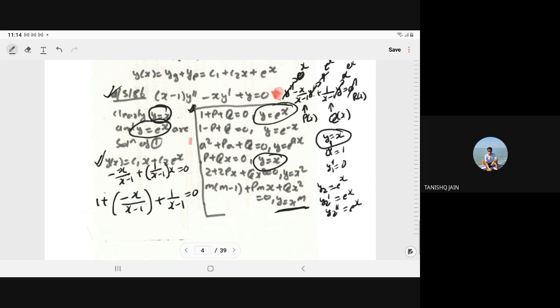You have given one y. We want y1 and y2. You gave one, and the second one is our choice. It is your choice. Means here we have y1 is equal to x and y2 is equal to e to power x, or you can say that y1 is equal to e to power x and y2 is equal to x. You have to write the two solutions, then their linear combination is also a solution. That is what I am writing here.